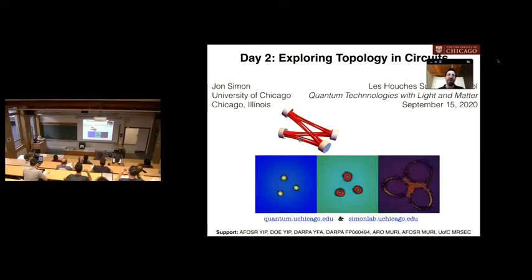Okay, so today we're going to talk about exploring topology in circuits in general, and I'll also give you a bit of an intro to circuit QED at the end.